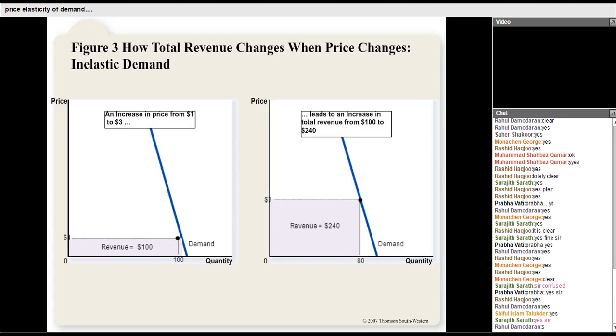See, what exactly is going on here? Look at the first one on my left hand side. When the price is $1, the demand is 100 units. So it means the revenue is 1 cross 100, which is 100. $100 is the total revenue. Is it clear?